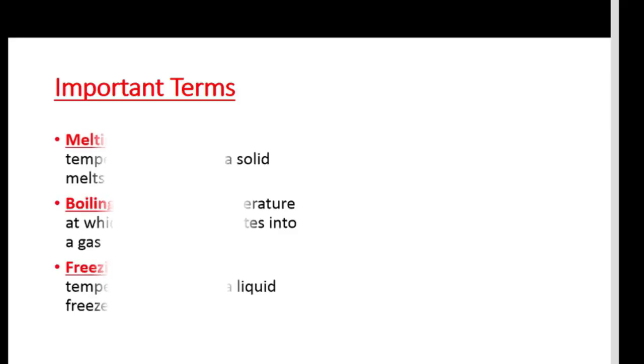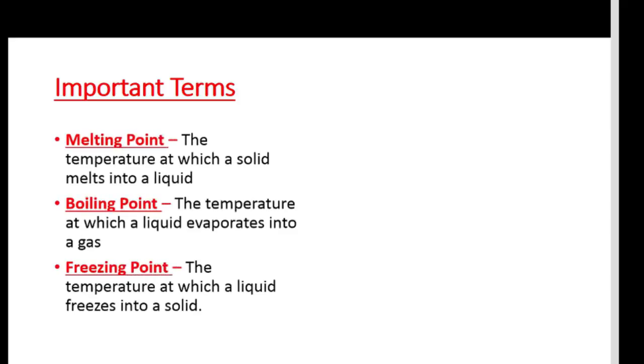Now we have some important terms that we need to cover. We have the melting point, which is the temperature at which a solid melts into a liquid. We have the boiling point, which is the temperature at which a liquid evaporates into a gas. We have the freezing point, which is the temperature at which a liquid freezes into a solid.